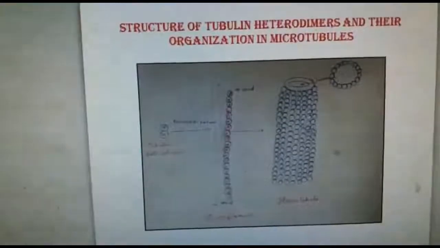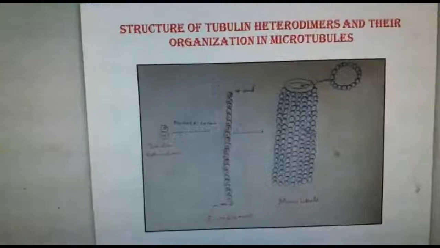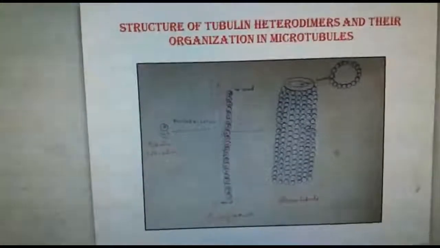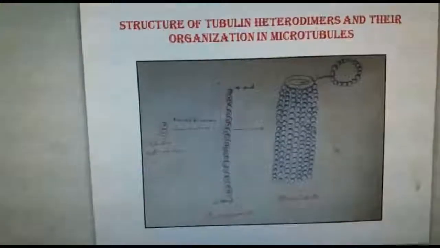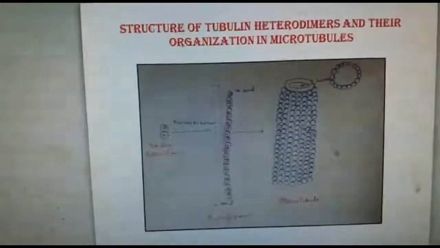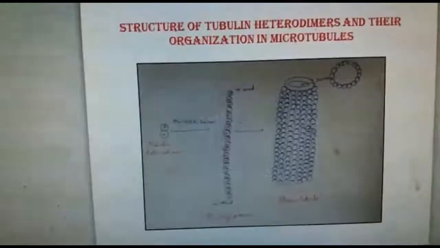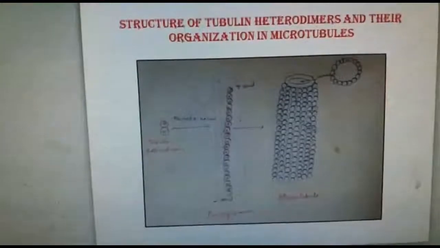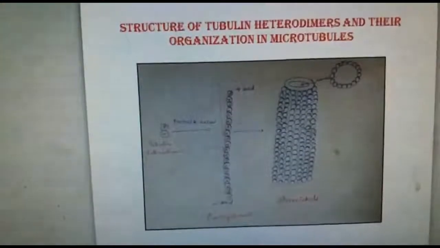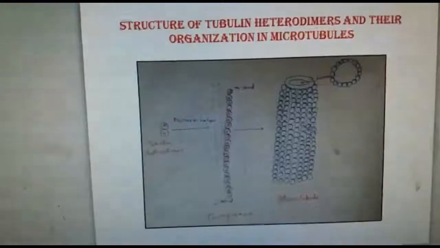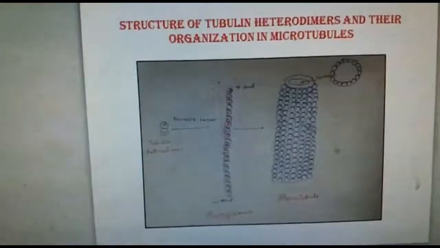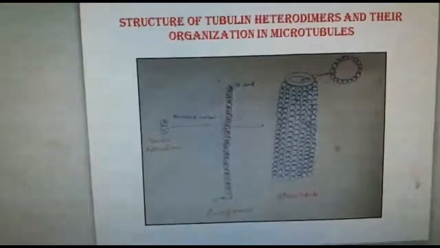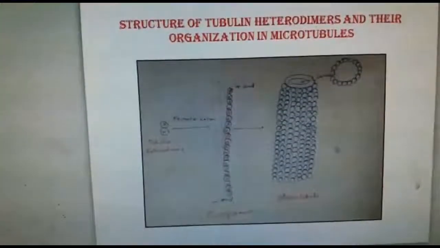Microtubules are actually hollow cylindrical structures, approximately 25 nanometer in diameter, as I have said. Now they are present in all eukaryotic cells and play crucial roles in the determination of cell shape and cellular motility. The basic building block of the microtubule is the alpha beta tubulin heterodimer, composed of two 50 kilodalton subunits known as alpha tubulin and beta tubulin.